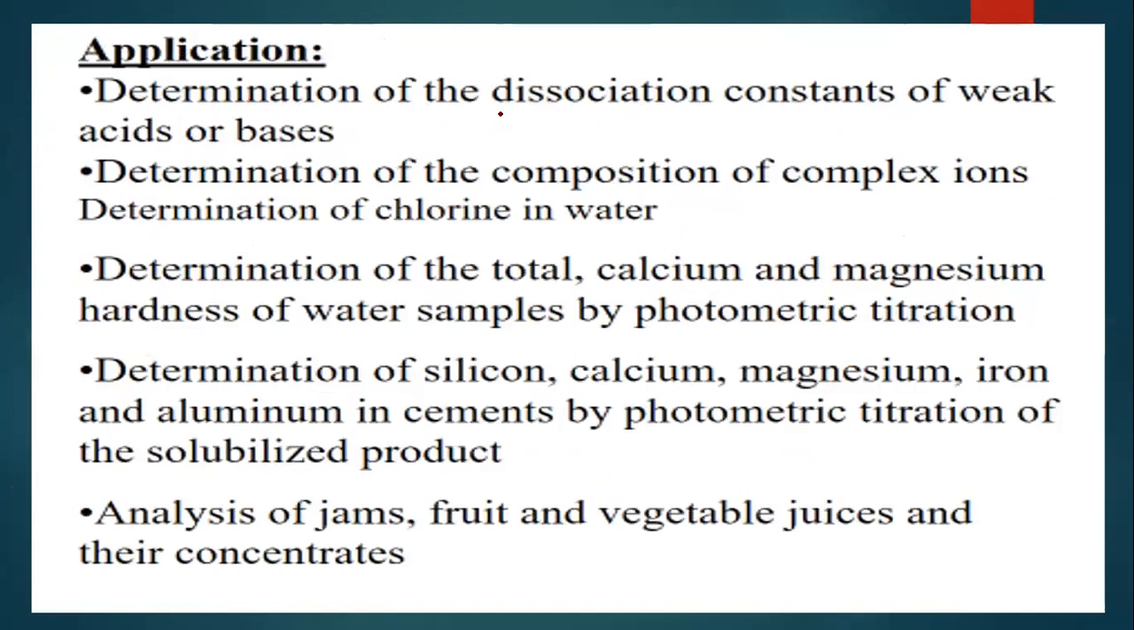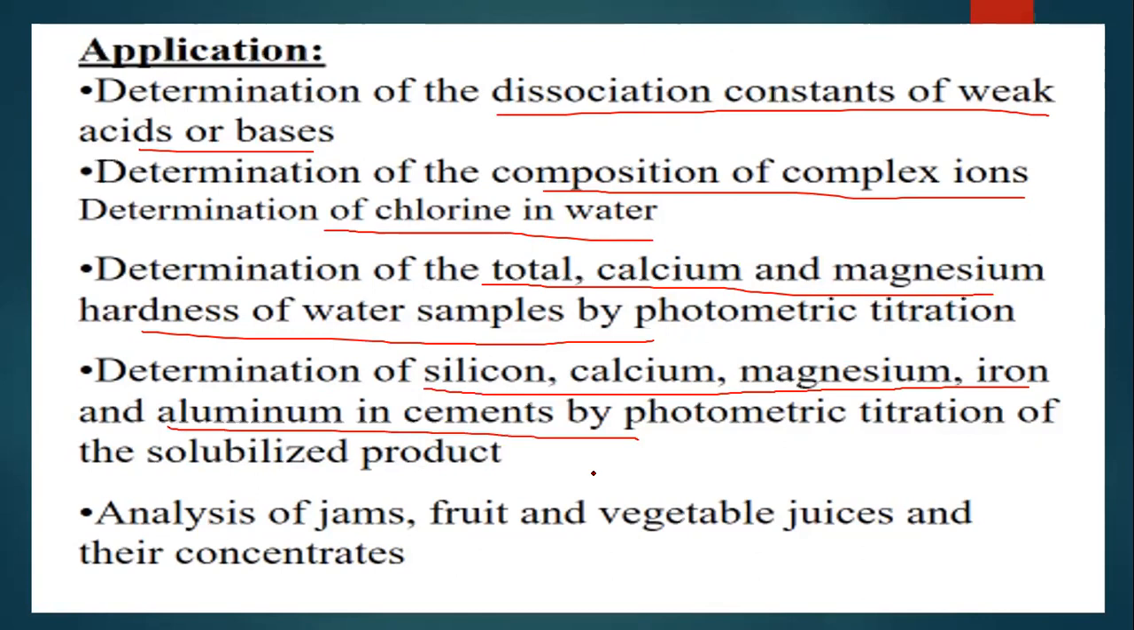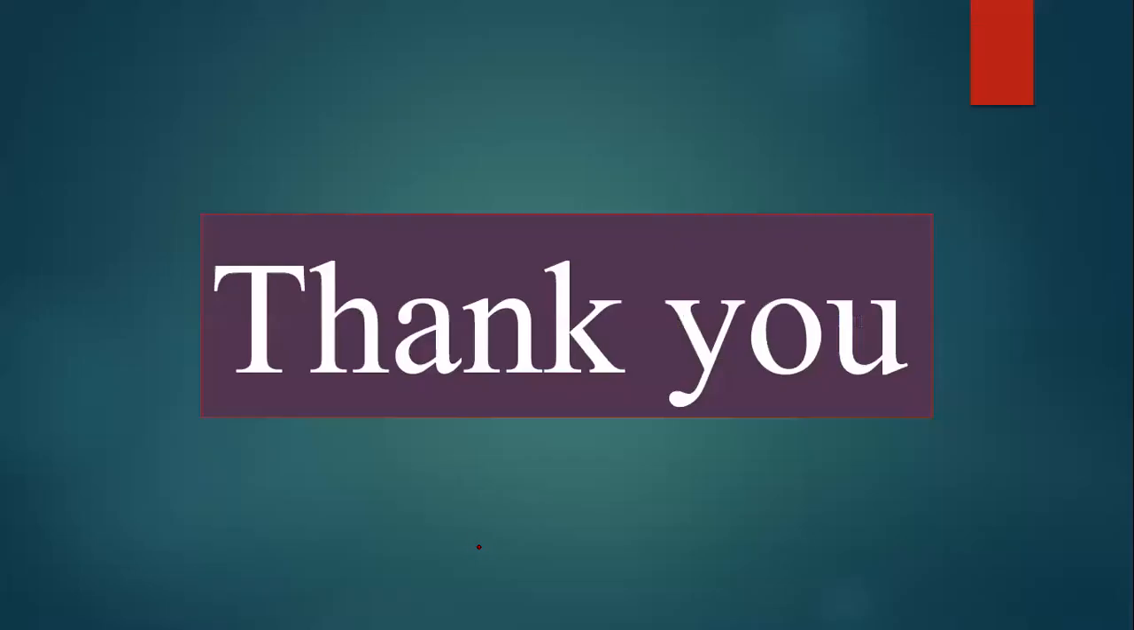Determination of the dissociation constant of a weak acid. To determine the composition of a complex ion. To determine chlorine in water, to determine calcium and magnesium in water, to determine the hardness of water, and to determine silicon, calcium, magnesium, iron and aluminium in cement. Then to analyze jam, fruit and vegetable juices for their concentration. These are the applications of this technique.